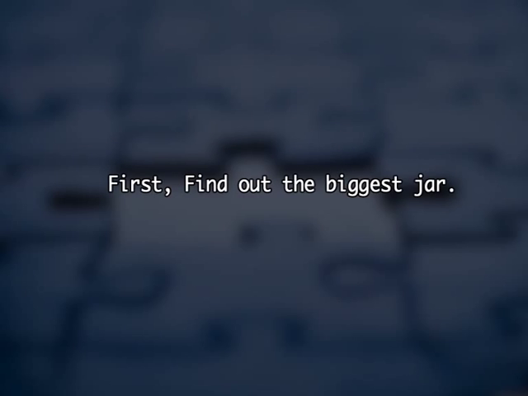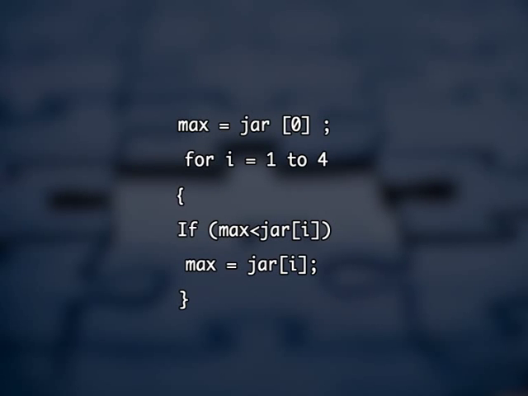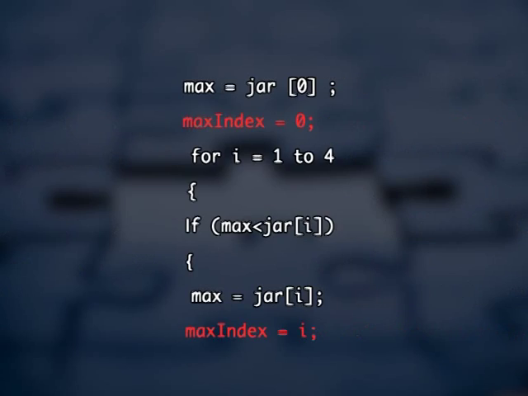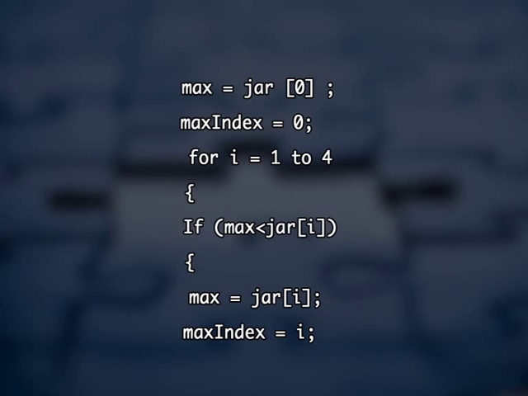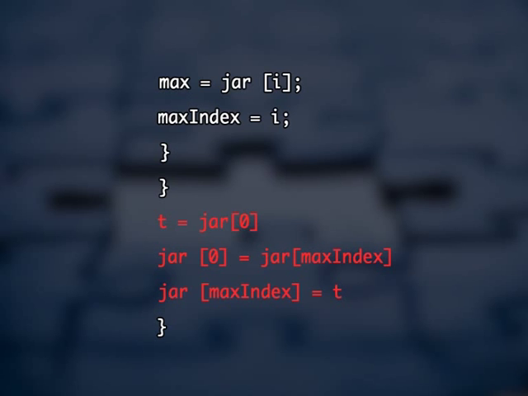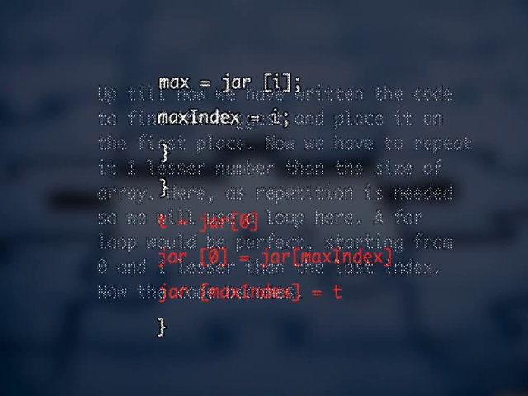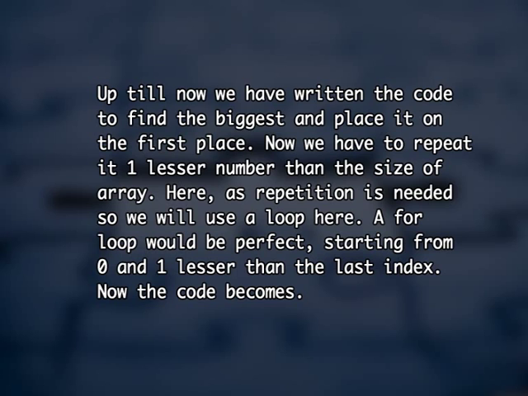So let's code. First, find out the biggest jar. I'm going to copy the code here that we have learned in the previous segment with a little modification in the code. Because we need to know the location, the index of the element of the array, the code will be like this. Secondly, we have to swap the biggest index with the first one. So here it goes. Up till now, we have written the code to find the biggest and place it on the first place.